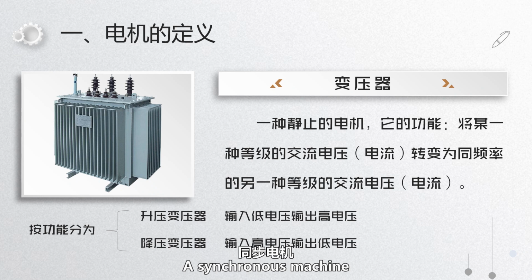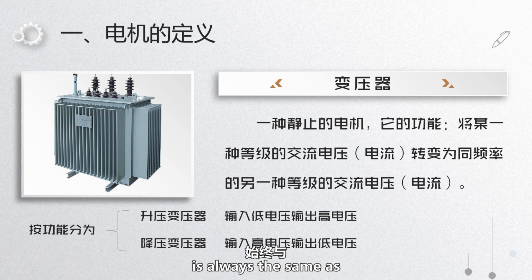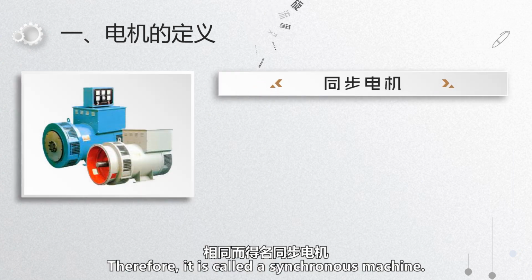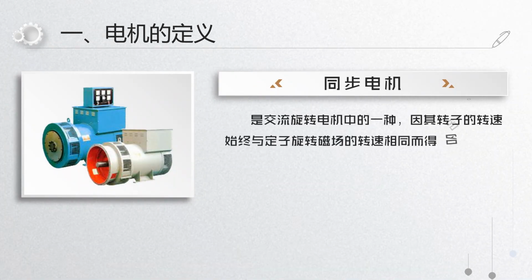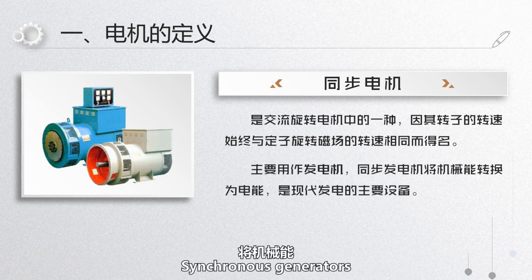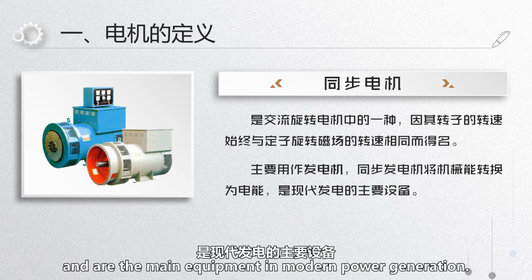A synchronous machine is a type of AC rotating machine. Its rotor speed is always the same as the speed of the stator's rotating magnetic field. Therefore, it's called a synchronous machine. Synchronous machines are mainly used as generators. Synchronous generators convert mechanical energy into electrical energy and are the main equipment in modern power generation.